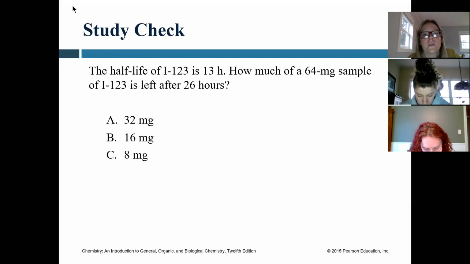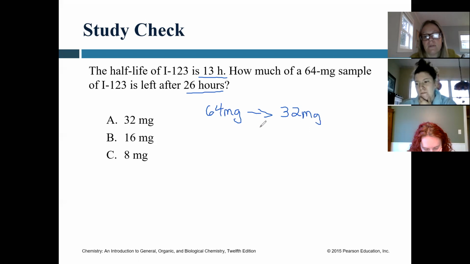Okay, so looking at this one, we have our original sample, which is 64 milligrams. Need to figure out how many times I have to cut it in half, right? So a half-life is 13 hours and it's been a total of 26 hours. That means 2 half-lives have occurred. So I've got to cut it in half twice. So I've got 64 milligrams. I'm going to cut it in half once to give me 32 milligrams. That's 1 half-life.